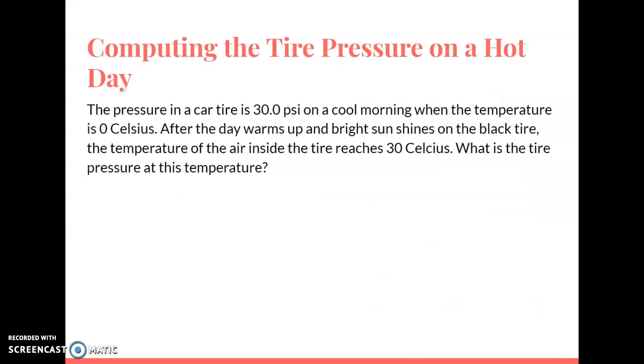So now a computational question of an isochoric situation. Let's suppose we have the prompt I mentioned earlier. We have pressure in a car tire being 30 psi on a cool morning when the temperature is 0 Celsius. As the day warms up and bright sunshine shines on this black tire, the temperature of the air in the tire reaches 30 degrees Celsius. So what is the tire pressure at this temperature?